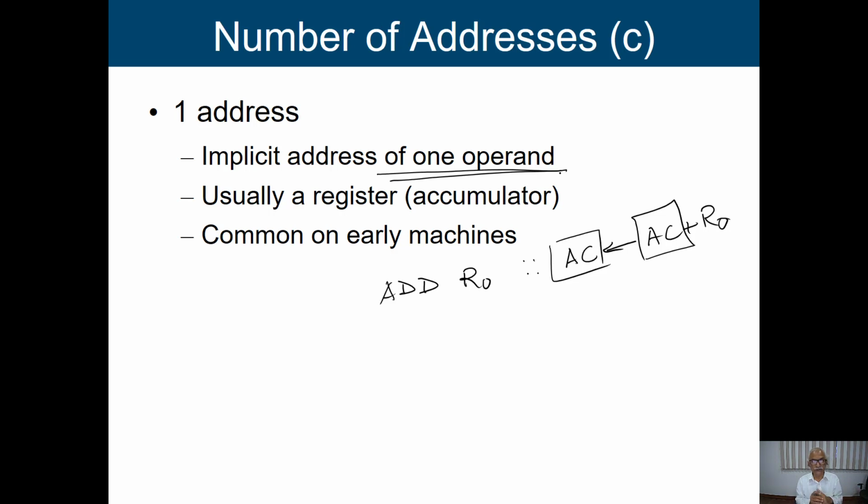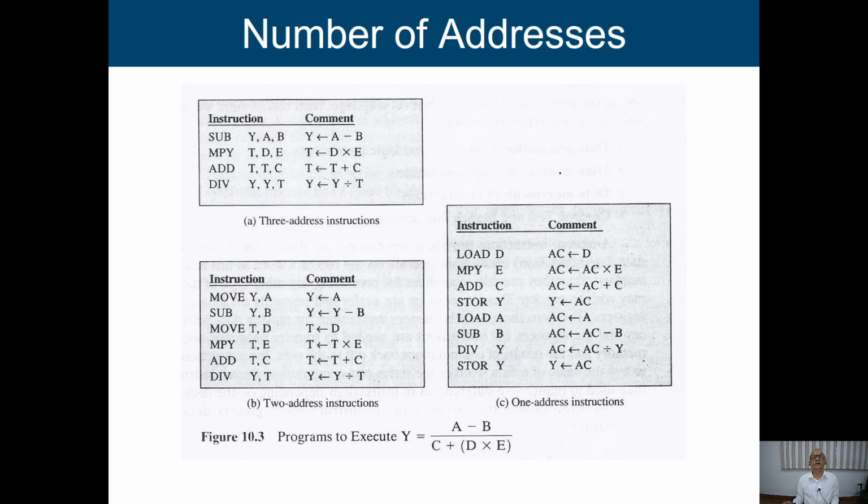Now in the single address format, the length of the instruction is further reduced. So these are the 3 options that we have: single address format, 2 address format, and 3 address format. As designers, you have to find out which format you are going to use, and accordingly design your processor. So this is a simple example, you see.